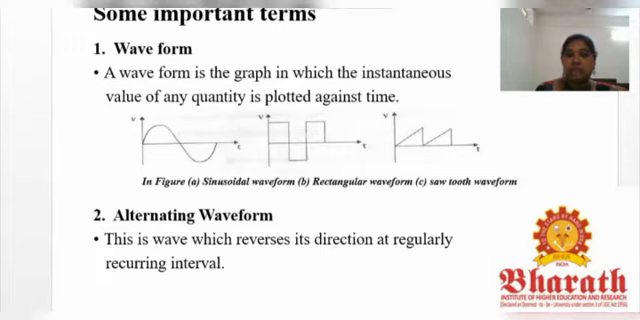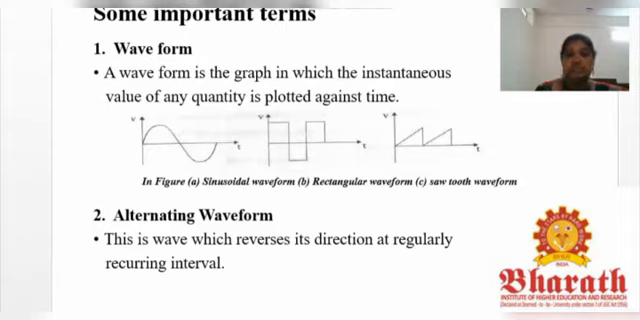The second is your rectangular waveform. This is also an AC waveform for a varying, instantaneous voltage. In the same way, the third one is your sawtooth waveform. This is also a varying quantity for your instantaneous voltage. So this is a waveform representation.